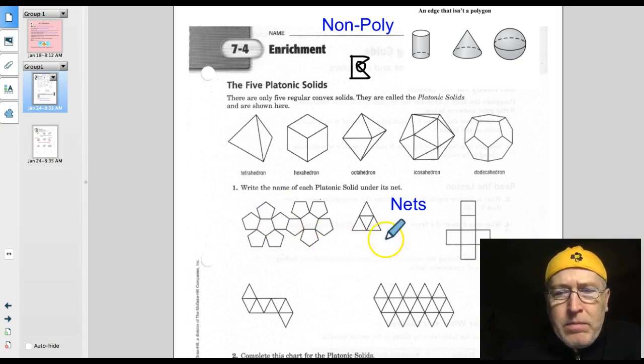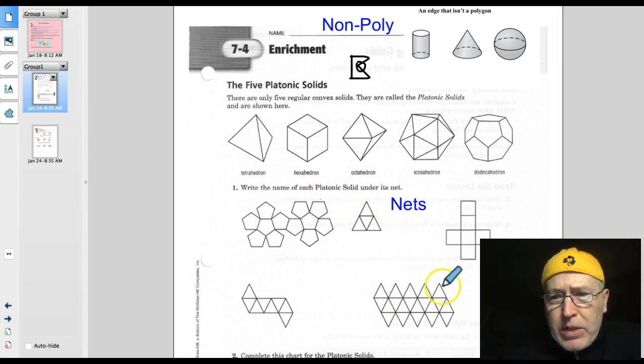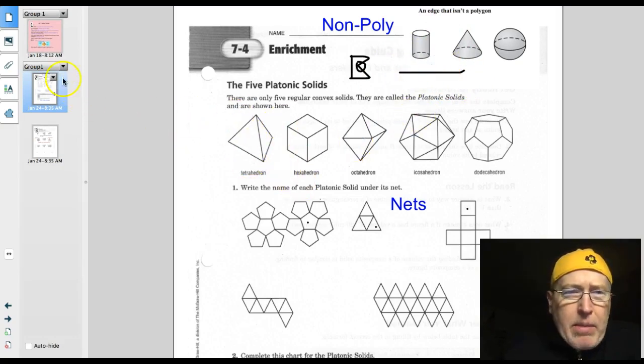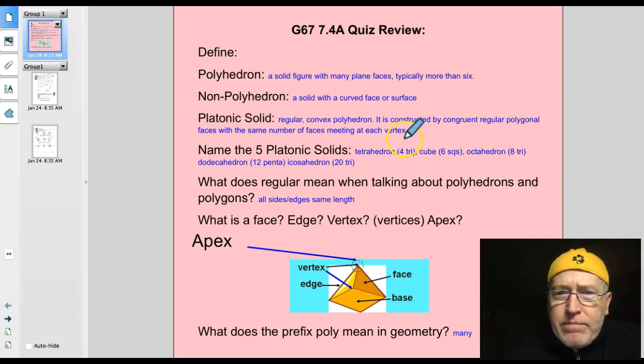They're identical. Here are the different nets for those 5 different platonic solids. You'll notice that all the platonic solids are really made up of 3 shapes: the pentagon, the triangle, and the square. All right, here's a couple examples up here I forgot. These are some non-polyhedron shapes. Okay, let's go back and make sure I covered everything I need to cover on that.